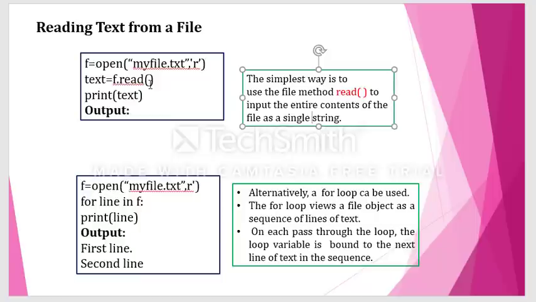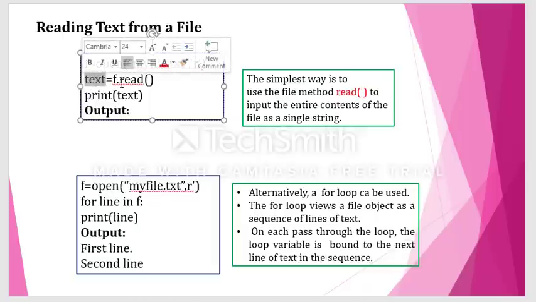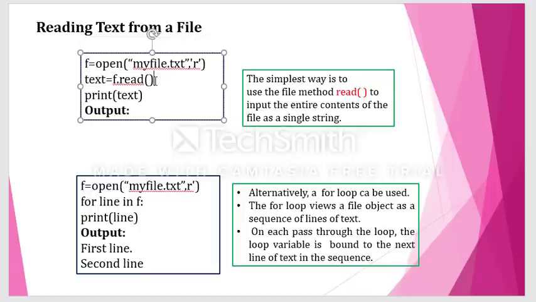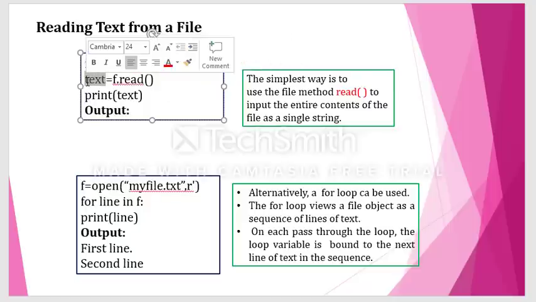That means read, and that is stored in this text variable. Okay, all the contents in the file come into the variable called text at once, when we write the function text is equal to f.read. So read is a function which will collect all the data from the text file and store it in a variable, which is called text here in this case.